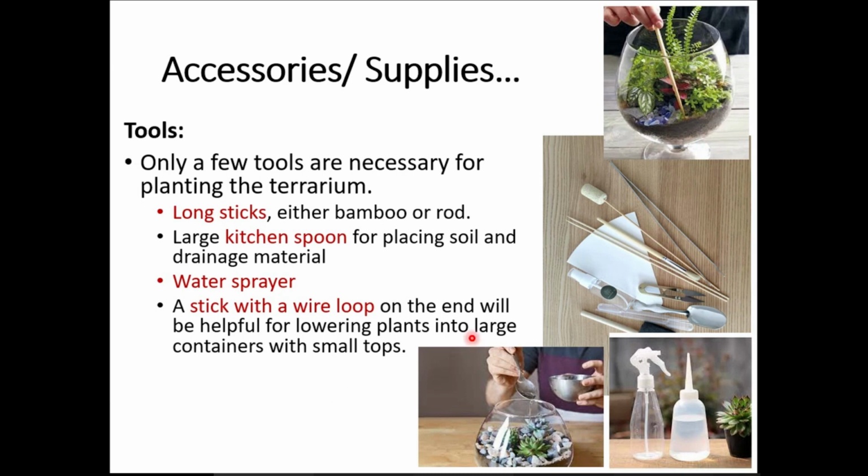A stick with a wire loop on the end will be helpful for lowering plants into large containers with small tops. Suppose there are large containers with a very small mouth, and we have to put plants in different places. For that, the wire loop will be better. With that, you can lower the plant and adjust it any way you want. These are the tools we require, and they are available. Otherwise, you can also make them on your own, very simply.